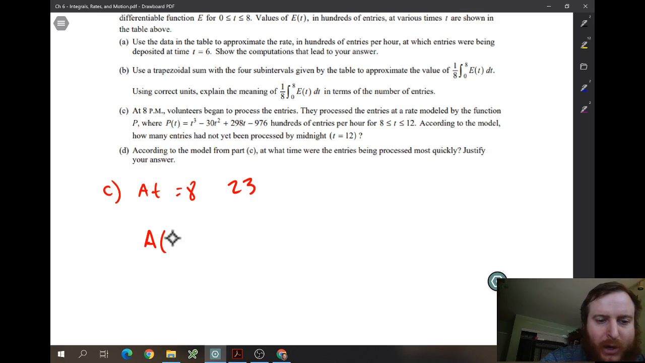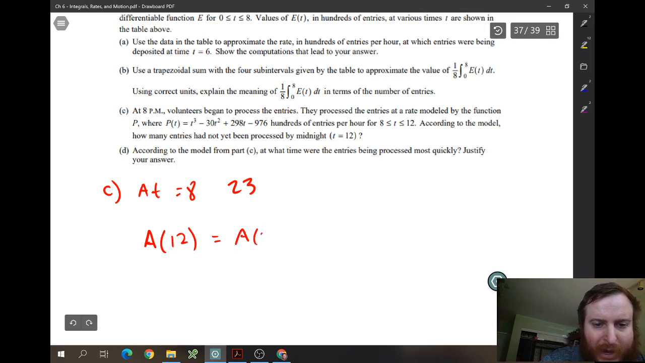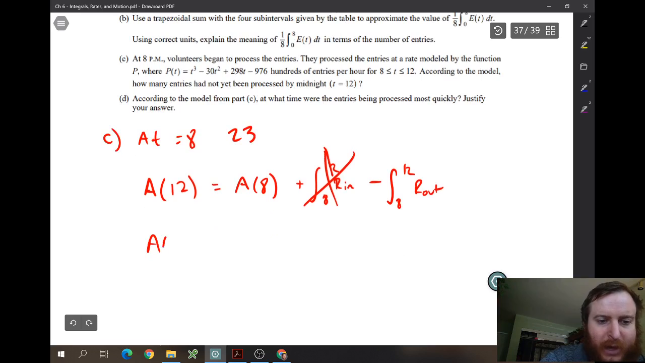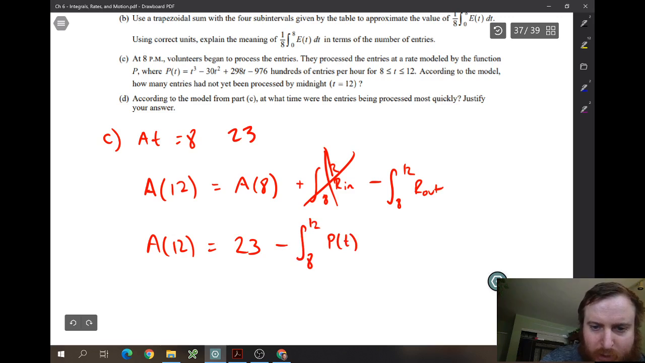So we're going to do the amount at time 12 is equal to the amount at time 8, that's our starting amount, then plus the integral from 8 to 12 of the rate in, minus the integral from 8 to 12 of the rate out. Now, there is no rate in. We're not adding any more entries, right? Like it's done. We're only subtracting entries. So what's going to happen is that A of 12 is going to equal 23 minus the integral from 8 to 12 of P of t dt.